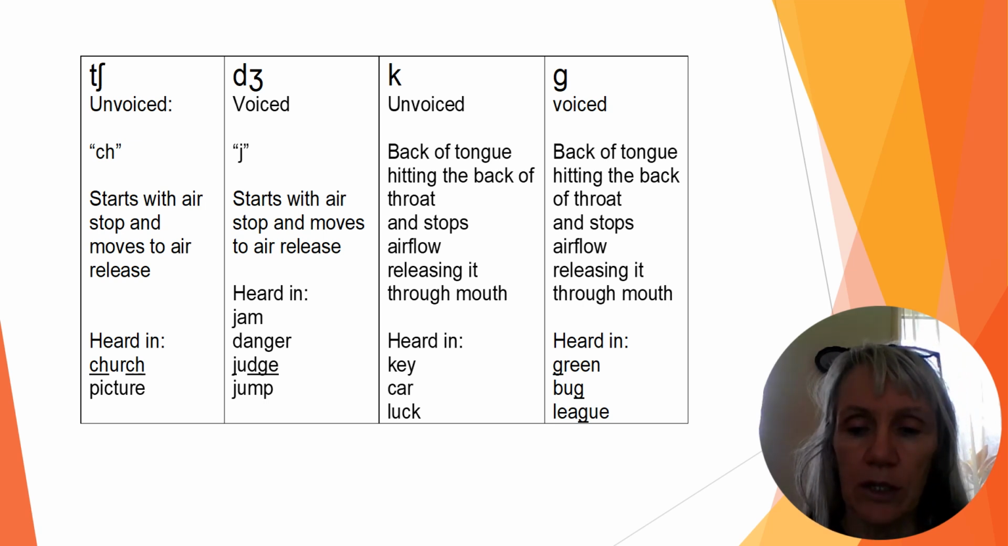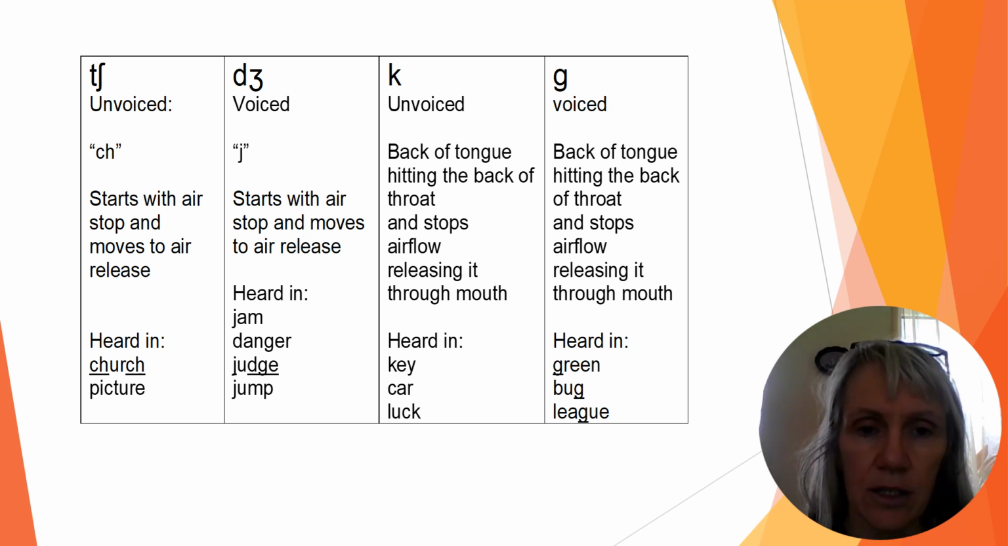Then we move to what looks like the letter K. It's unvoiced. The back of the tongue is hitting the back of the throat, and it stops the airflow, releasing it through the mouth. And again, not getting too concerned with that. I'm just showing you how it's done. And it's heard in key, car, and luck. So it's a k sound.